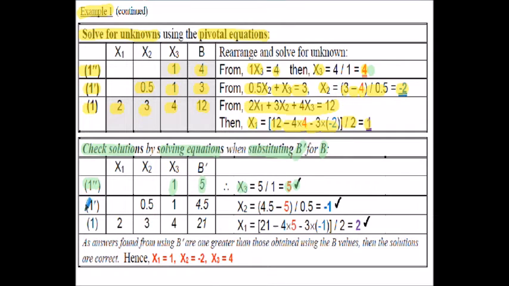If we now take the pivotal equation 1 dash, we know the x2 coefficient is 0.5, the x3 is 1, and the b dash value is 4.5 from the previous slide.